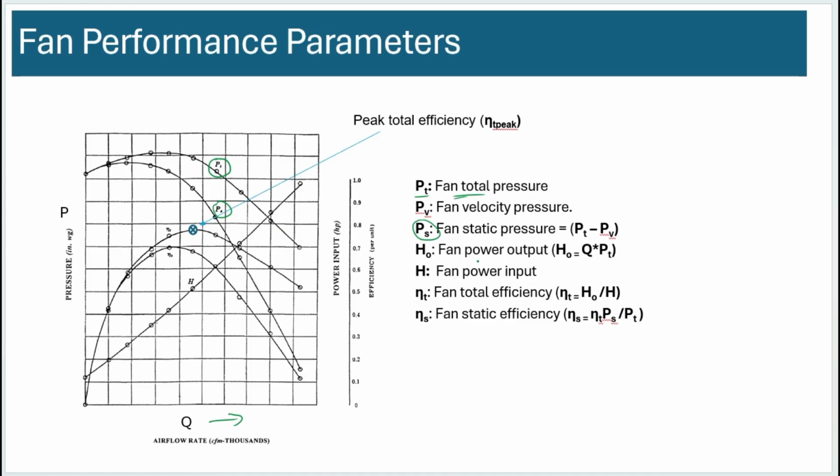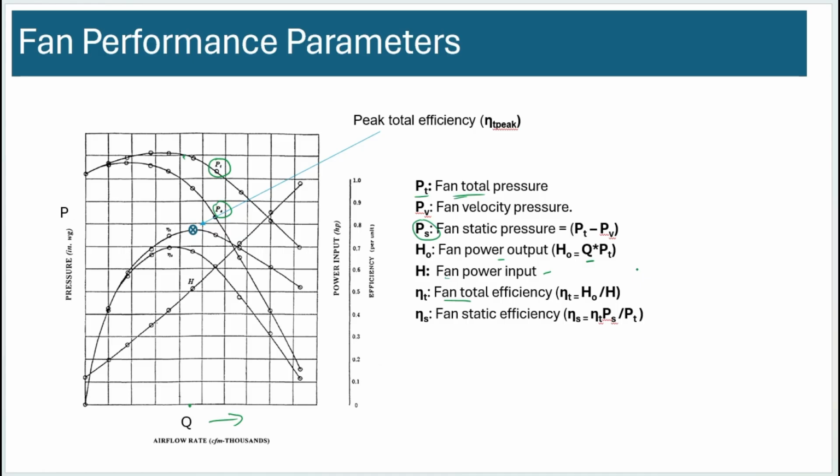Then there's the fan power output, the energy that the fan gives to the flow. That is not shown here. You have to derive it by multiplying the Q value by the PT value. So for any given Q, you know the PT value. Now multiply those two, and you'll get the fan power output, the power going to the air. Fan power input is the electrical power, okay? It typically keeps on increasing with higher flow rate.